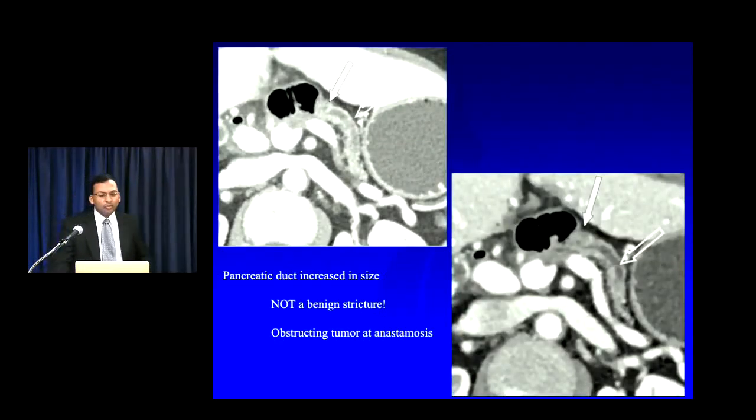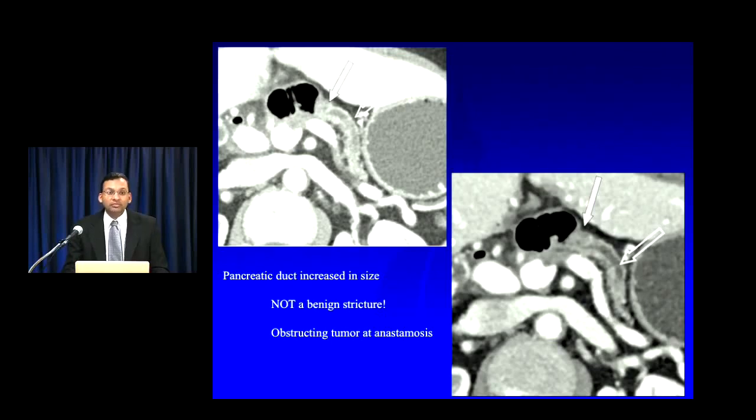Now here's an example where I think it would be very easy to just say, well, the patient has a dilated pancreatic duct, probably a stricture, right? This is actually new. The patient had a scan, I think 3 months prior, which looked normal, and now they've got a moderately dilated pancreatic duct. But notice that this pancreatic duct, even though dilated, does not extend all the way to the pancreaticojejunal anastomosis. It actually stops proximal to the anastomosis, and if you look carefully, especially in the image in the bottom right, there's this subtle nodular focus of hypodensity.